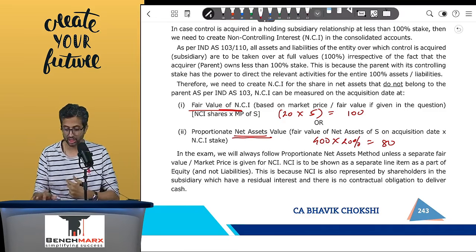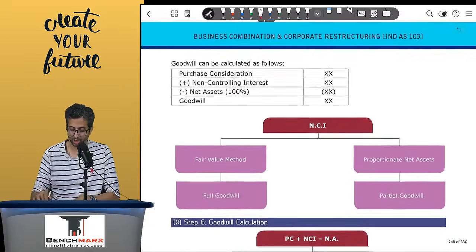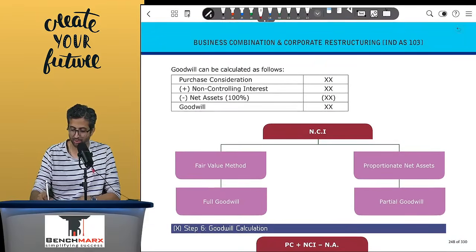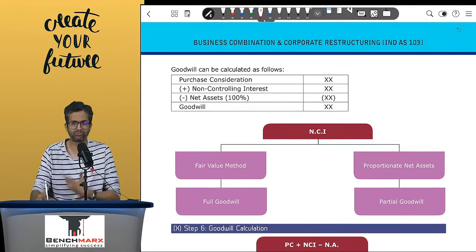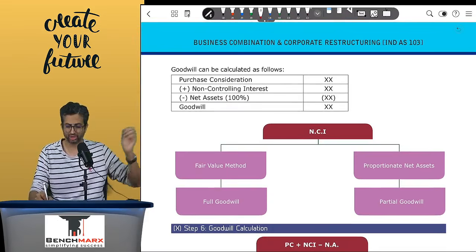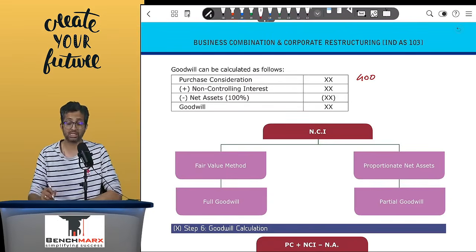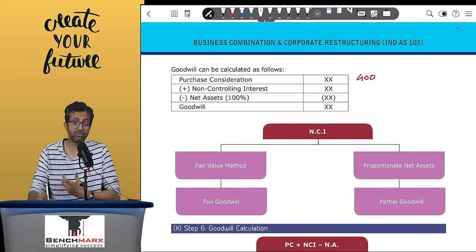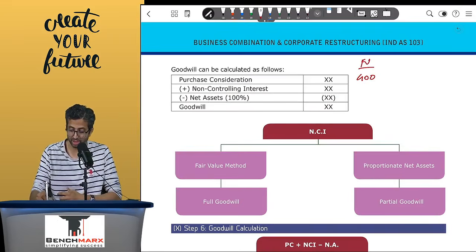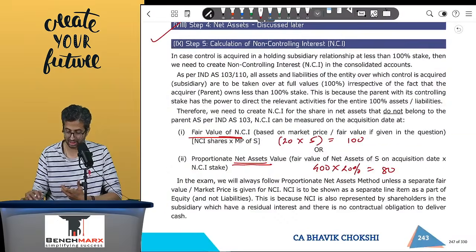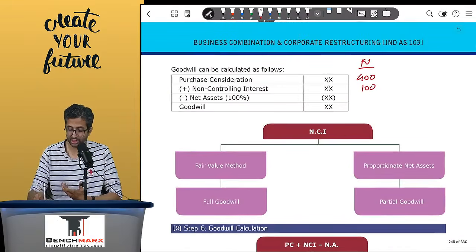So over here, if let us say in this particular case you have to calculate goodwill, PC, let us say for example you are paying 5 rupees for 80 shares, so 80 into 5, that comes to I think 400 rupees. PC is 400 plus NCI. Well, NCI can be calculated using the fair value method, in which case NCI is 100, or NCI can be calculated using the proportionate net assets method, in which case the NCI can be 80. So this is proportionate net assets method. PC, remember, is going to remain the same.